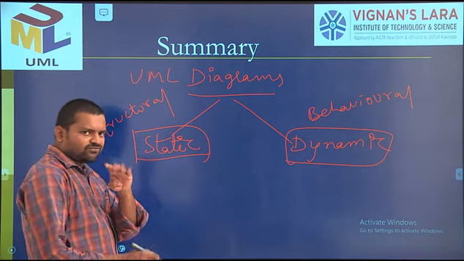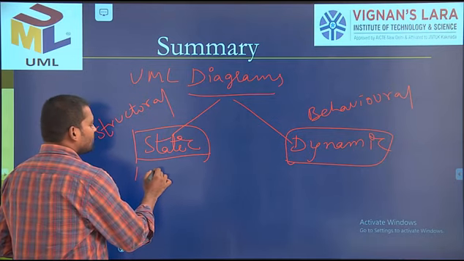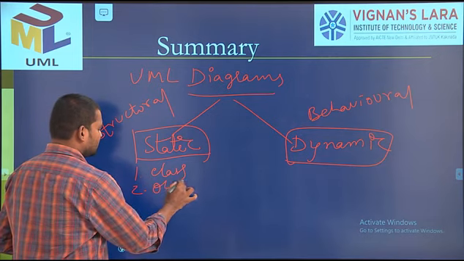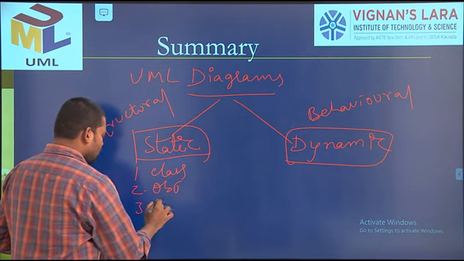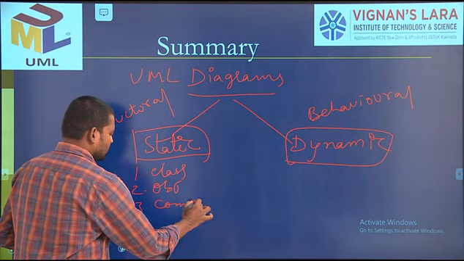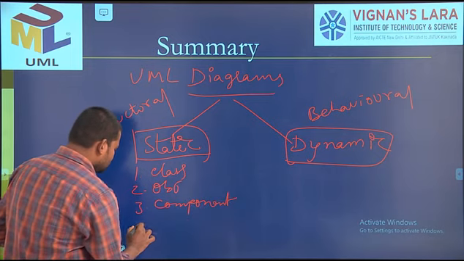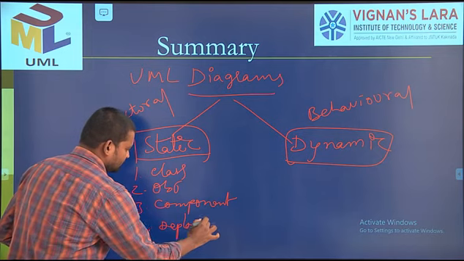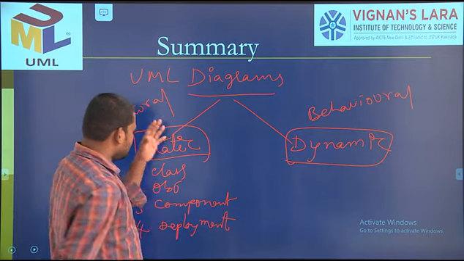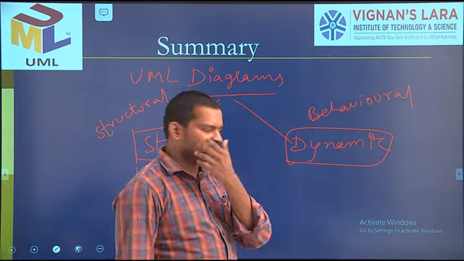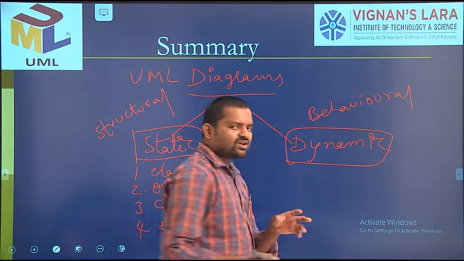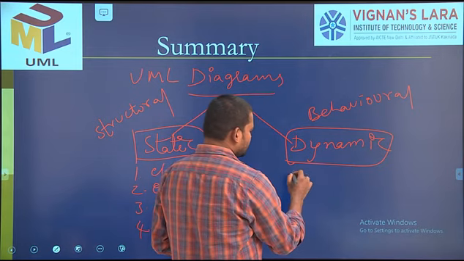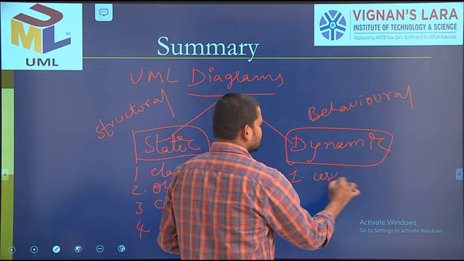Static diagrams are of four kinds. First is the class diagram. Second is the object diagram. Third is the component diagram. Fourth is the deployment diagram. All those represent the static view. Dynamic diagrams are of how many? The remaining five. What are the dynamic diagrams? First is the use case diagram.